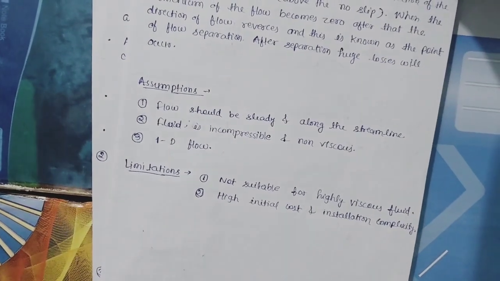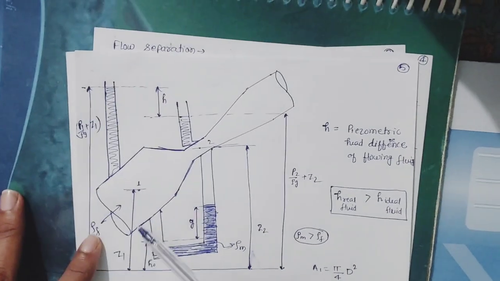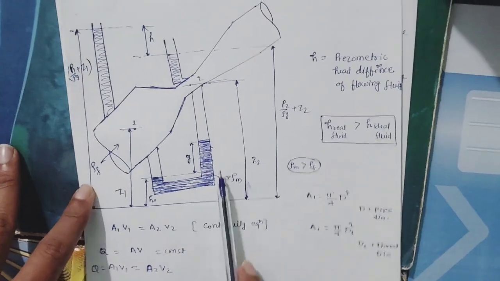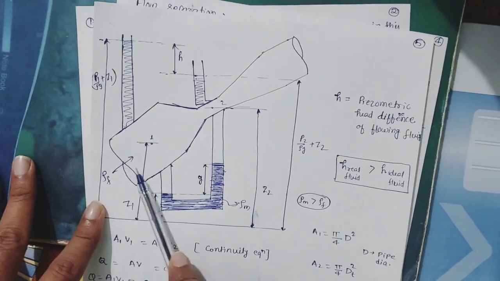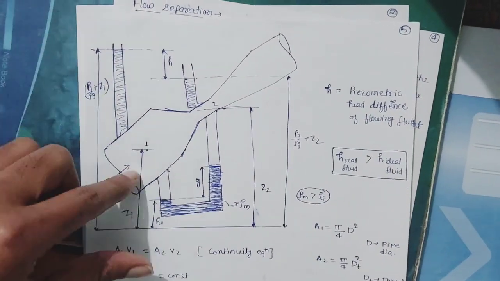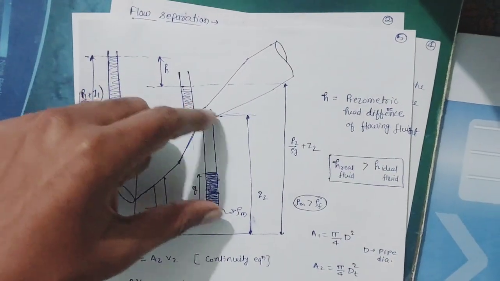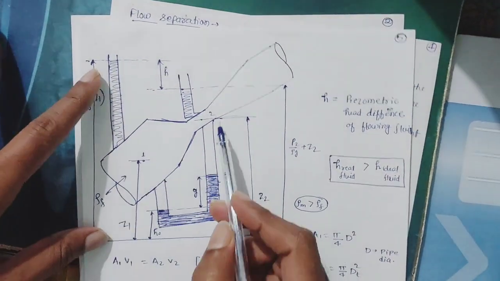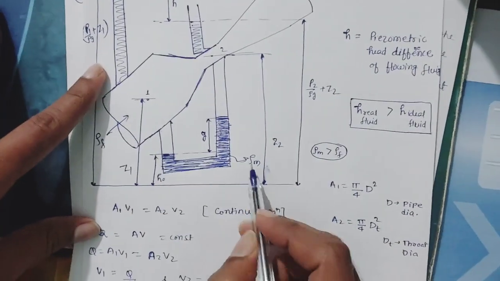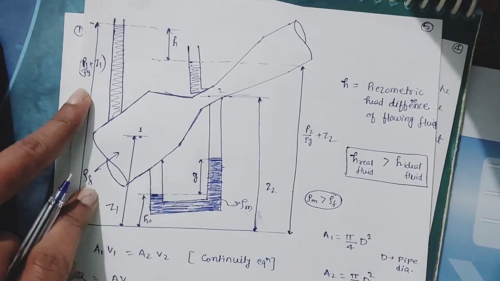Now I will derive the discharge equation for this Venturimeter. How to find the discharge through this Venturimeter. This is the Venturimeter. Here a manometer is fitted in this Venturimeter. Rho f is the density of the flowing fluid. P1 upon rho g plus Z1 is the piezometric head at point 1, and P2 upon rho g plus Z2 is the piezometric head at point 2. Point 1 is in the pipe and point 2 is at the throat, and the density of the manometric fluid is rho m, which is greater than that of the flowing fluid.